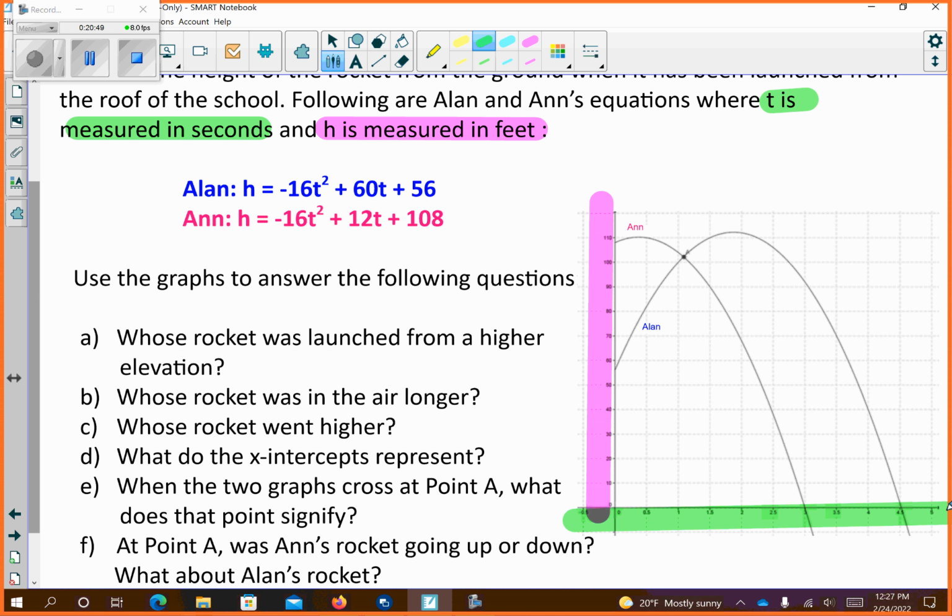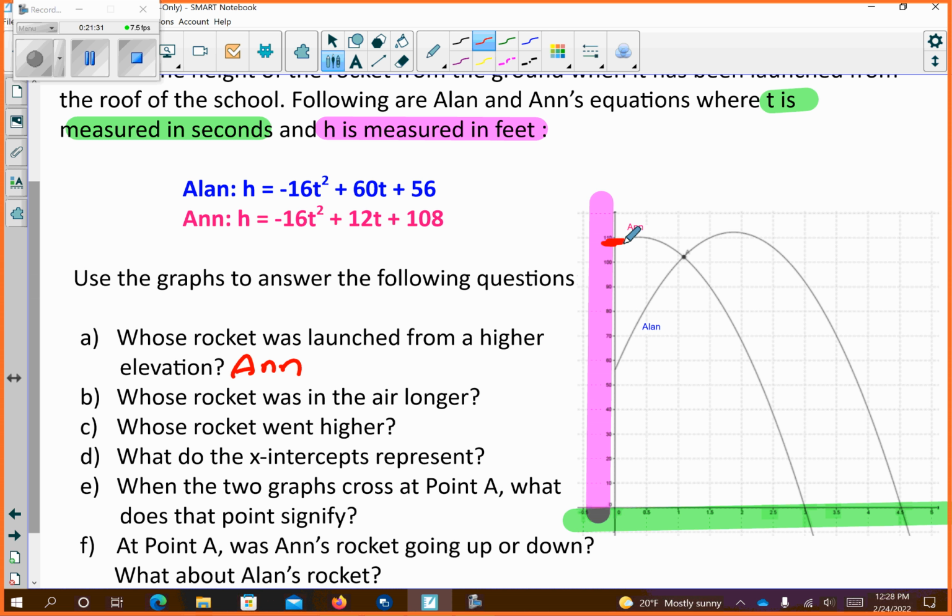So Alan's definitely launched from a lower location, and this was the path his rocket took. Ann launched from a higher location, and from Ann's initial height, her rocket didn't go up that high. Her rocket was kind of a dud. Was it too heavy? Did not have enough rocket engine stuff? I don't know. There's stipulations that we just don't know. So, whose rocket was launched from a higher elevation? Ann. Her initial start was here. It's higher. Okay.